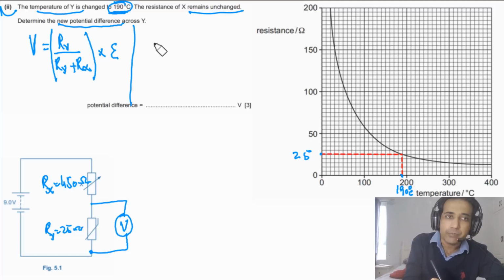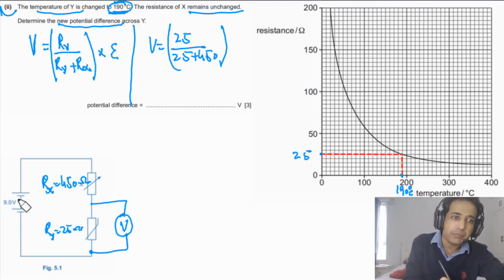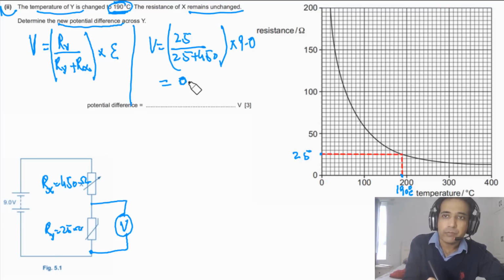So now we can simply plug in values. V will be equal to 25 divided by 25 plus 450 multiplied by the terminal PD across this power supply, that is equal to 9.0 volts. Now if we solve this one, we will get 0.47 volts. So this is the value of PD across Y. It has to be up to 2SF because the given data has 2SF. So this is our final answer.